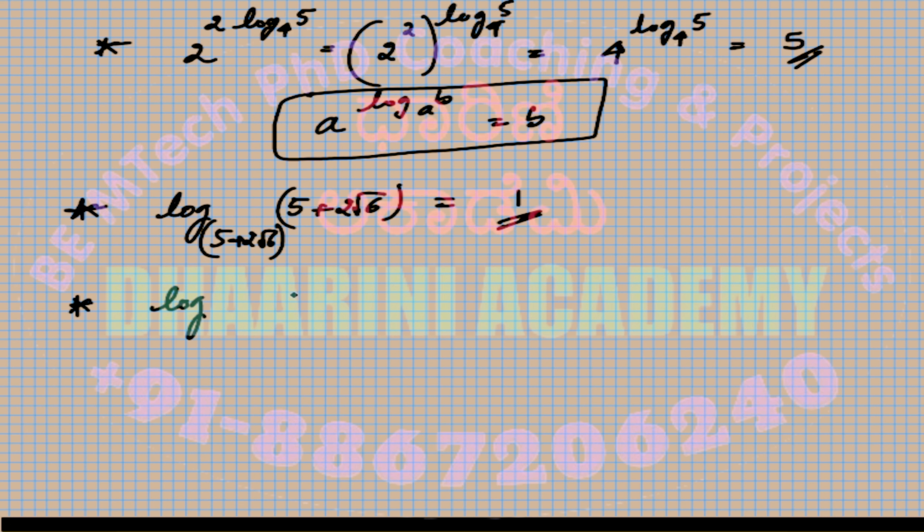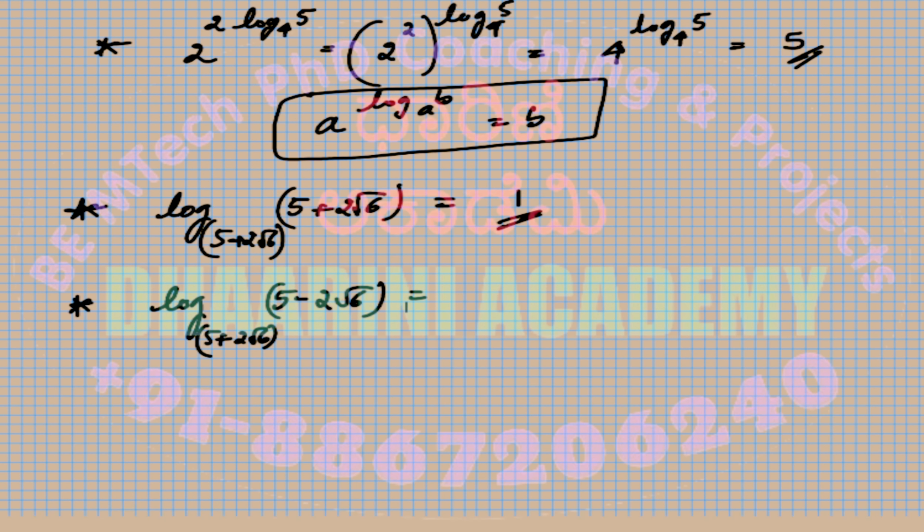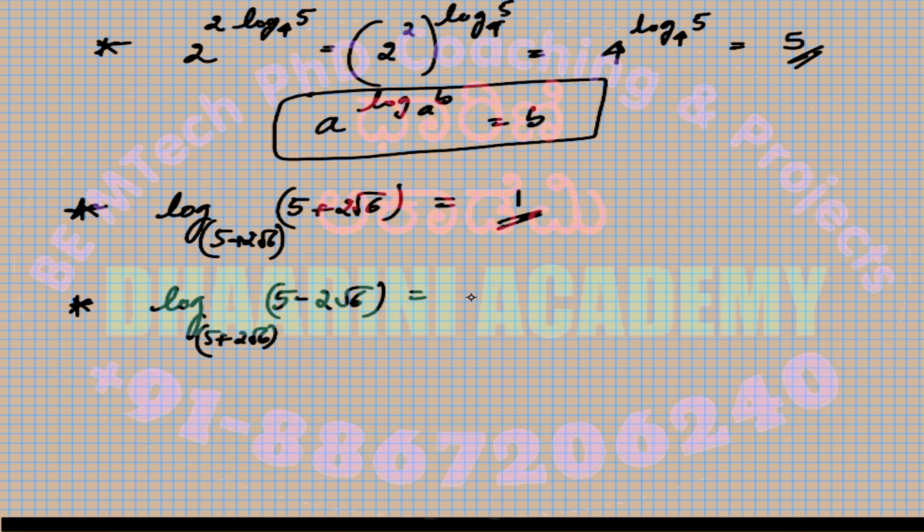Log of 5 minus 2 root 6 to the base 5 plus 2 root 6 equals how much? All right, so this is equal to minus 1, because 5 plus 2 root 6 is equal to 1 divided by 5 minus 2 root 6, right? We use that property to get this answer.